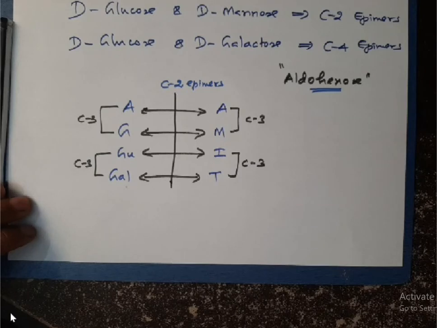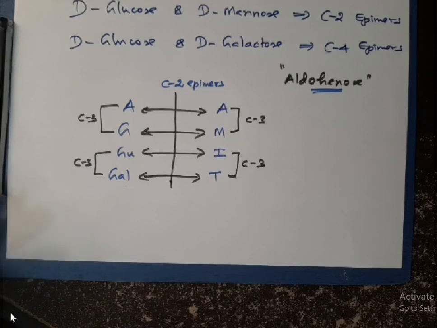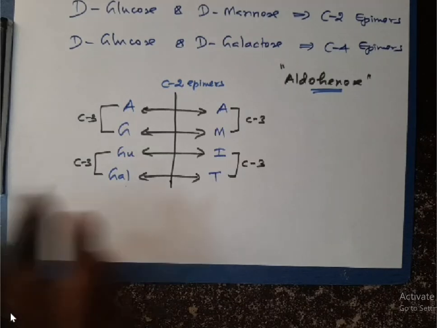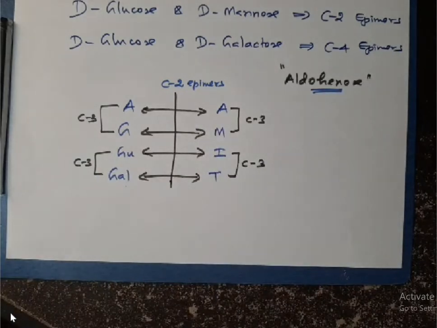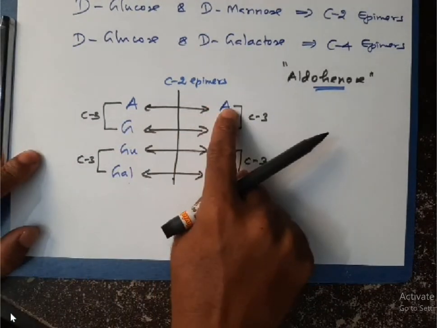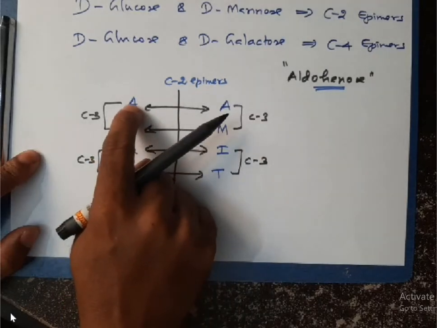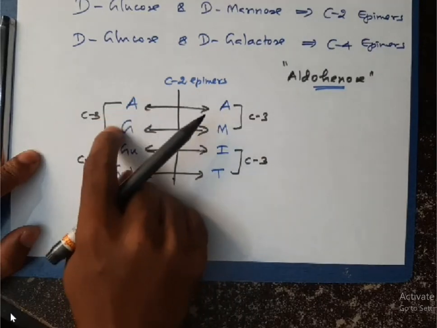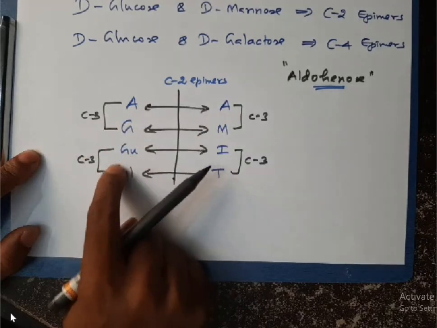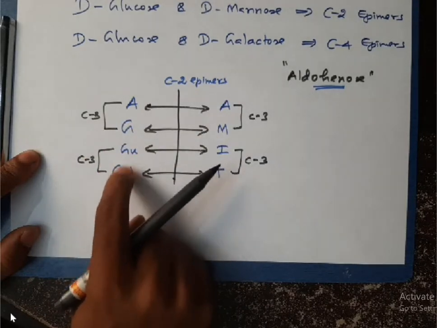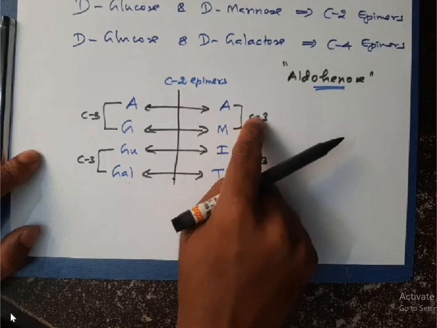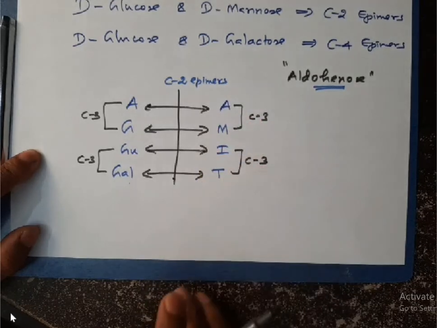Students, is this clear? Any doubt? It is a simple trick to remember the possible epimers of aldohexoses. Allose, altrose, these are all C2 epimers. Then take the first one and the second one. These two are C3. Similarly, these two are C3. Third and fourth. Similarly here, 1, 2, C3, 3, 4, C3.